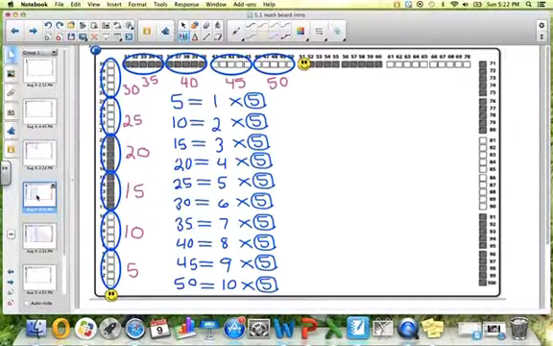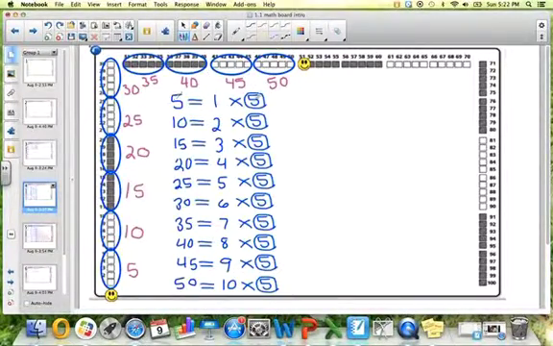Okay, welcome back. So hopefully your board looks something like this. I just want to point out that all of the 5s are circled, and I did that for a reason, to show you that the circled 5 represents the group size. So our groups over here, every group has 5 in it. The group size is always going to be 5. So remember how I told you it's just like repeated addition?